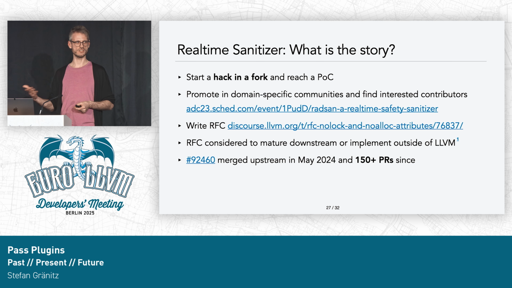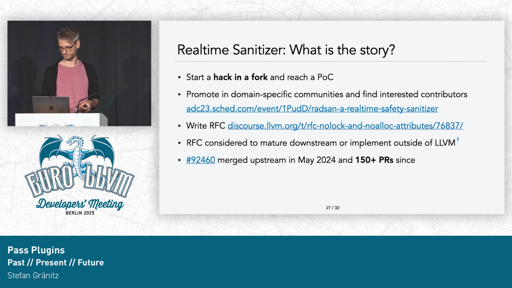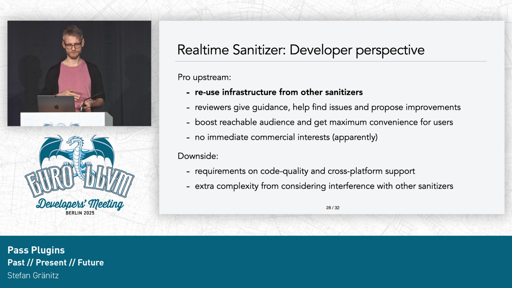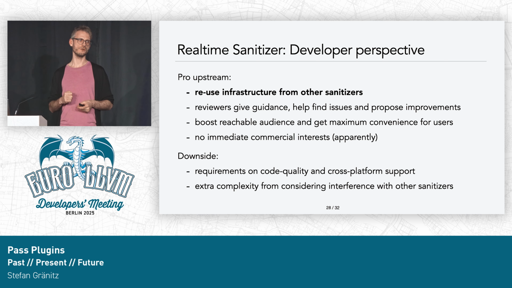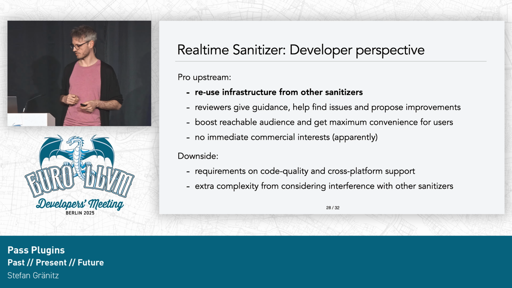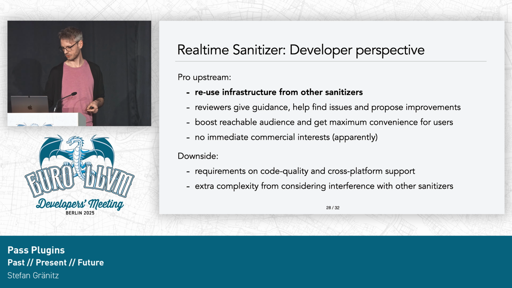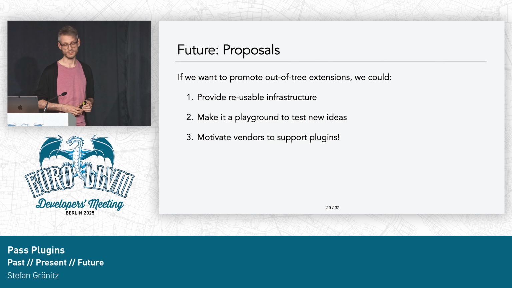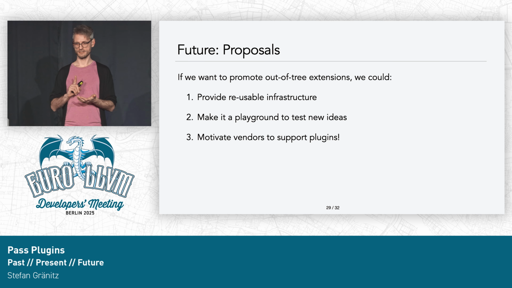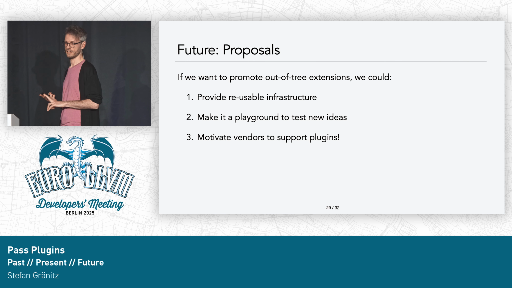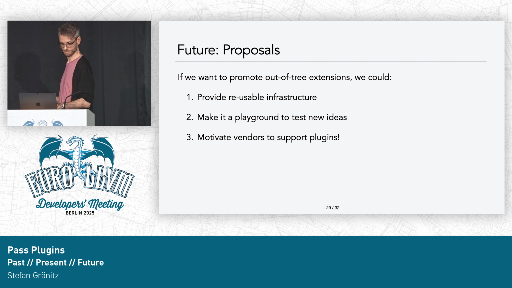Most other forks, most other features don't survive downstream of LLVM, right? And from the developer's perspective, reusing the infrastructure from other sanitizers is one of the most important reasons to go for the upstream solution inside LLVM. So these are the aspects that my proposals tackle. If someone asked me what to do to promote out-of-tree extensions in LLVM, I would say that. Provide reusable infrastructure first, make it a playground for users to test their ideas second, and third, as a consequence, motivate vendors to support plugins and maybe even ship them.